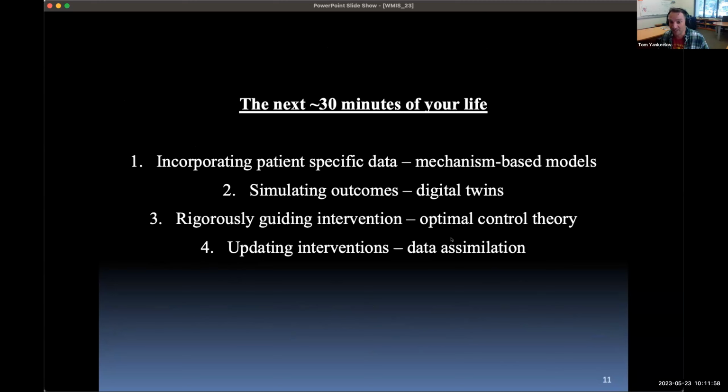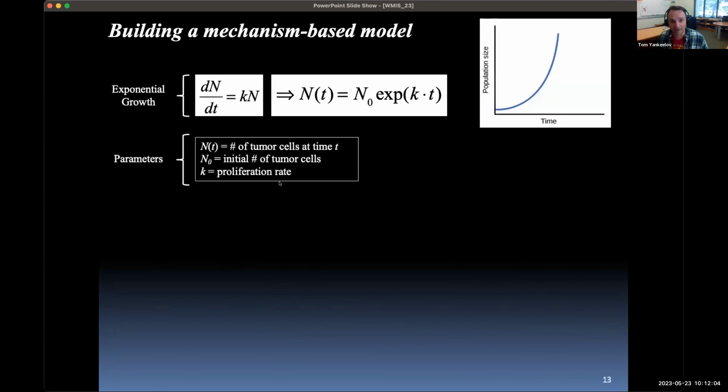So we're going to go through each one of these 4 things a little bit, incorporating patient-specific data into these mechanism-based models. And that's where we'll start right there. All right, so if you open up chapter 1 of any book on mathematical biology or mathematical oncology, this is what they start with: exponential growth. And I certainly don't mean to insult anybody's intelligence. We're just getting it going here.